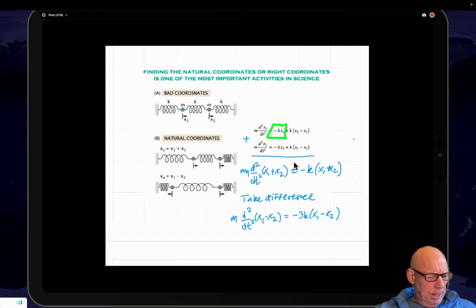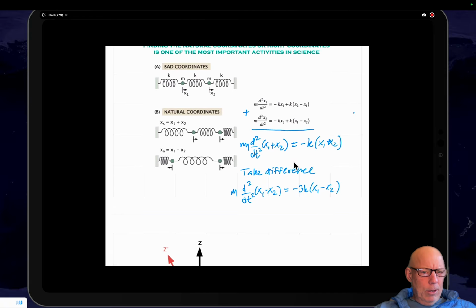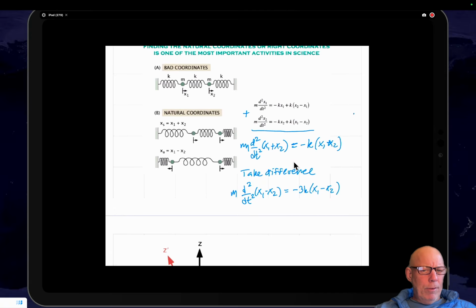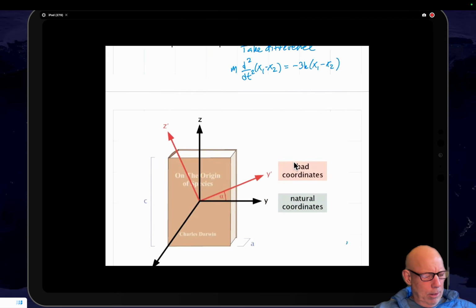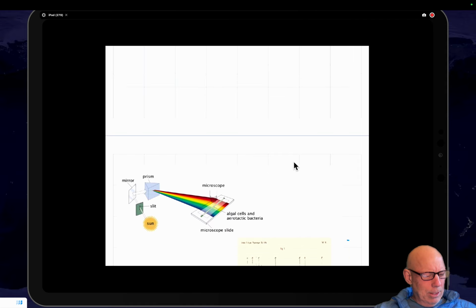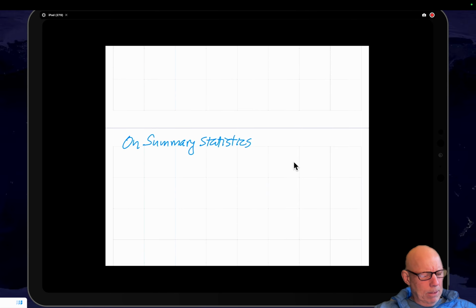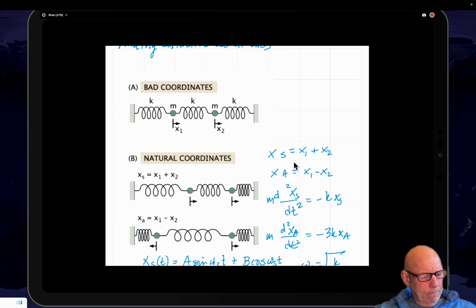Always there's a minus sign here because any motion of x1 past its equilibrium position is going to push to the left. So that's got a minus sign. Here's the equation for the second mass. And as I said earlier, by taking the sum and the difference, we got two ordinary differential equations that we know how to solve, and the solutions to those two equations are something that we can write down basically by inspection.